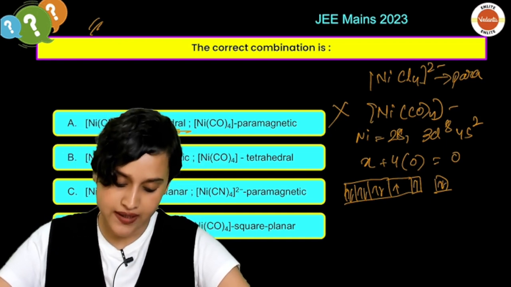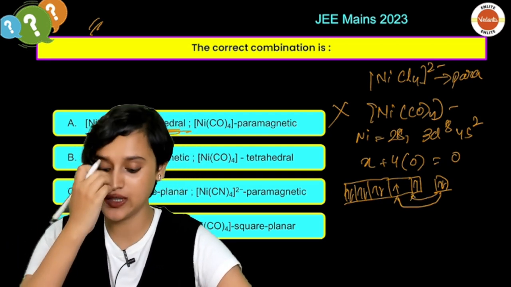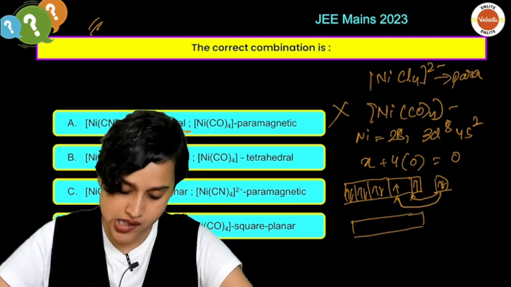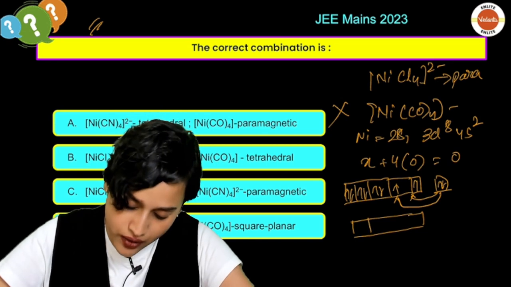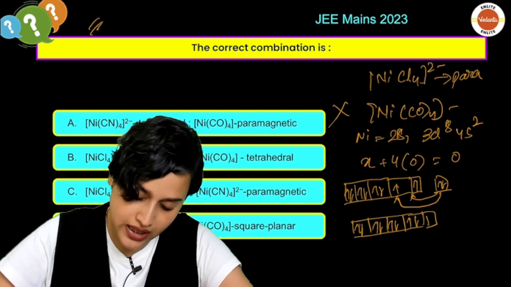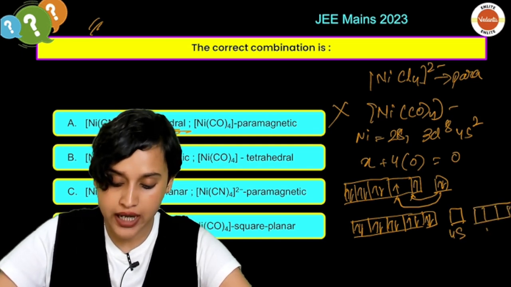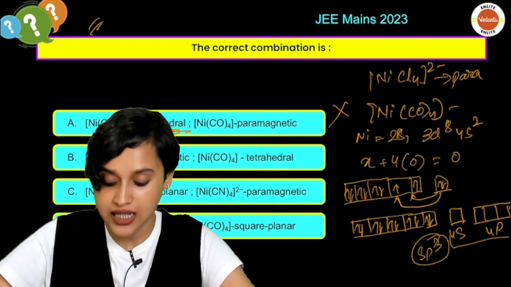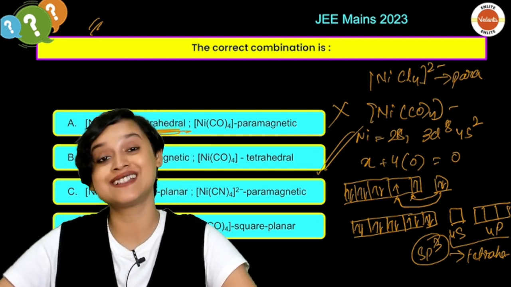Now what CO will do is push these electrons here. That means 3d will have 10 electrons, because now 4s is empty. And obviously there will also be 4p3. So 4s and 4p will be taken into consideration, and the hybridization becomes sp3. If it is sp3, then the geometry will be tetrahedral, correct? So that means option B makes sense.